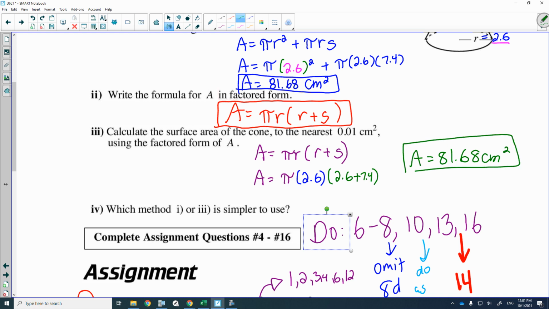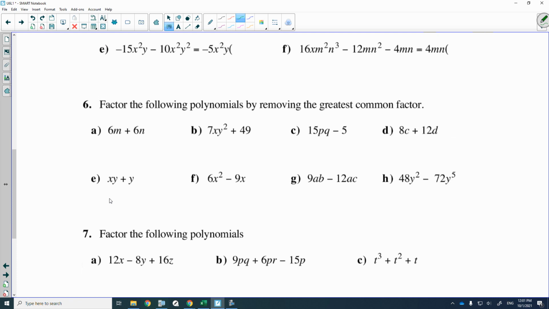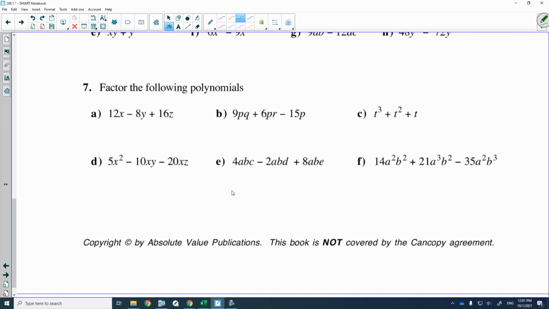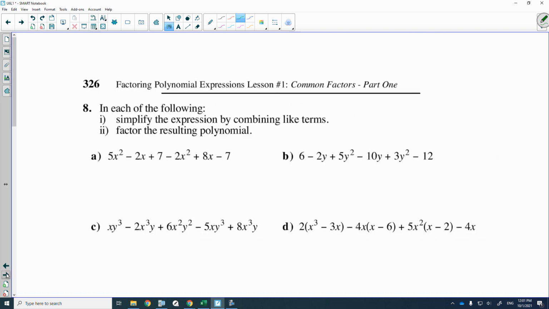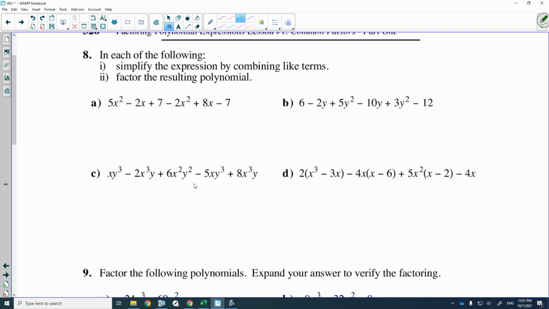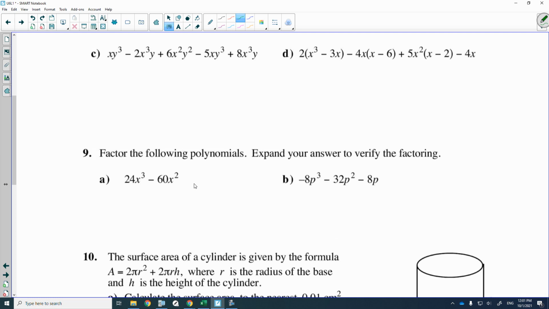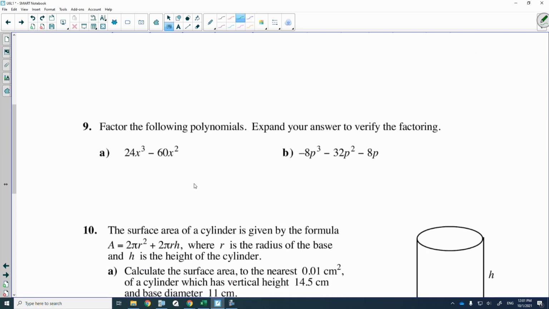All right, let's do the rest of the homework. I'll tell you what to circle. This will just be factoring. We're done GCF. Now you're going to factor. Circle number 6. Circle number 7. Circle number 9. Number 9, do what it says because it's fairly basic.